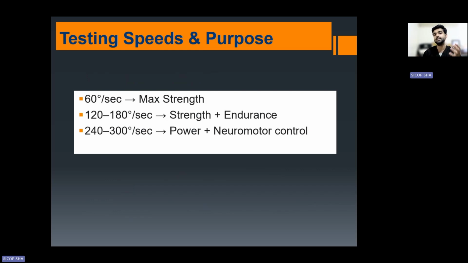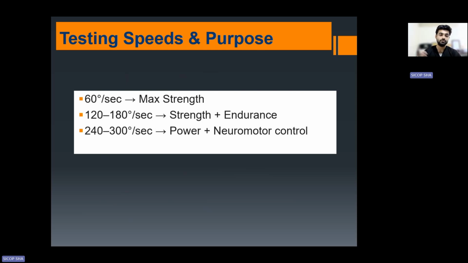Now testing speeds and purpose. We already see there are multiple speeds. What are the advantages of these speeds? With the low speed, 60 degrees per second, we can get maximum strength. As the speed of the movement is reduced, we have to apply maximum force to match that speed. Once the speed increases to moderate, 120 degrees per second to 180 degrees per second, we can check strength as well as endurance, because this is higher speed.